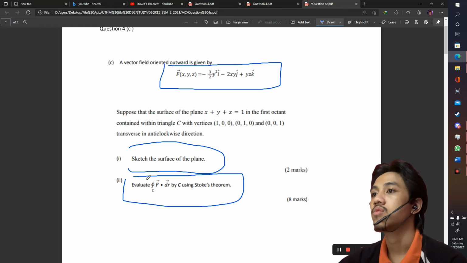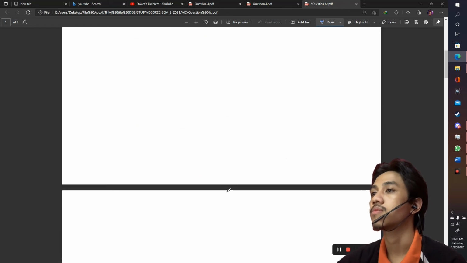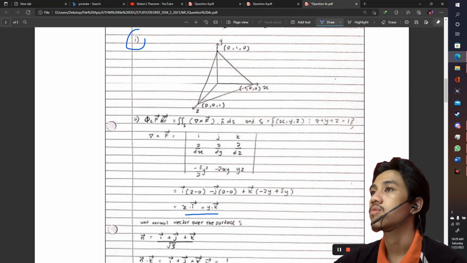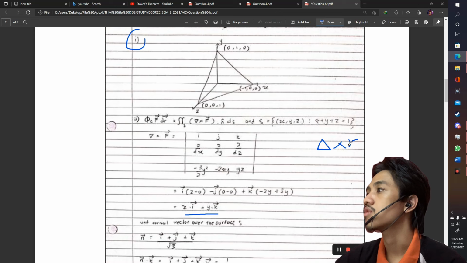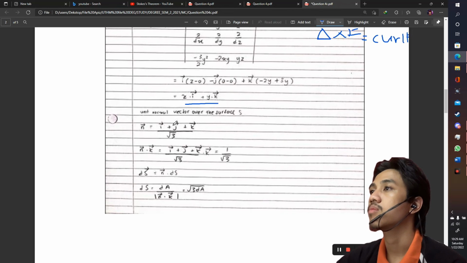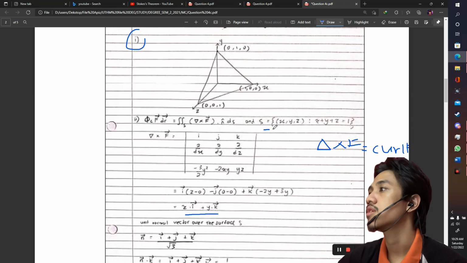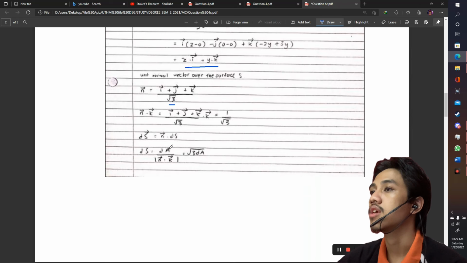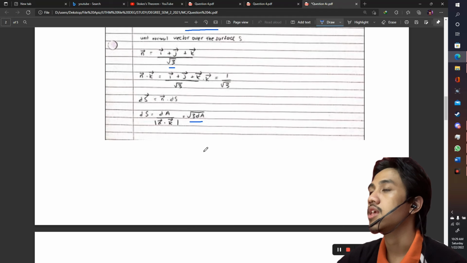For question 4C2, we need to evaluate the vector field by using Stokes' theorem. So this is my work on how I answer the question. First, we know that the integral of F dr equals the integral of curl F dot dS. So curl F is equal to the curl of F. Then we turn it into matrix form and we get this. We need the normal vector over the surface S, this one, and we get this. Then we derive it until we get dS = dA over n dot k, and we get 3 dA.